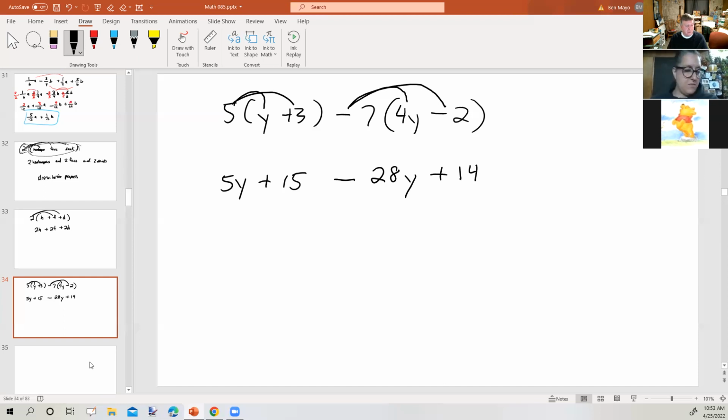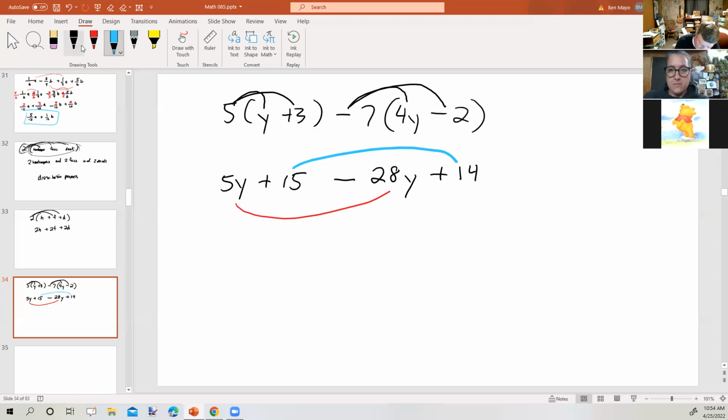So now I've distributed, I've done the multiplication. So going down order of operations, next we would do addition and subtraction. We're going to combine like terms. Those go together and those go together. 5y minus 28y would be negative 23y.